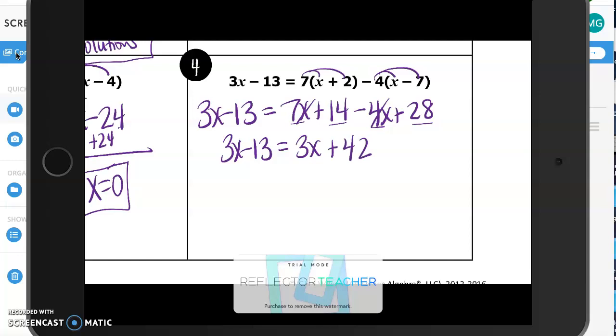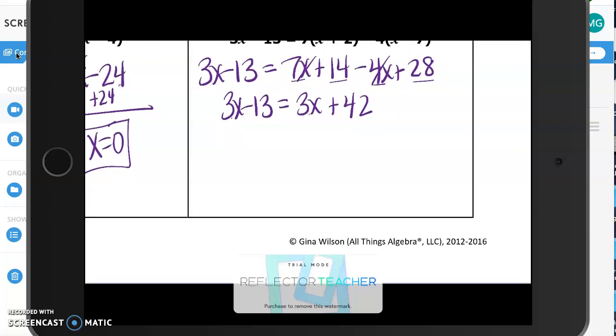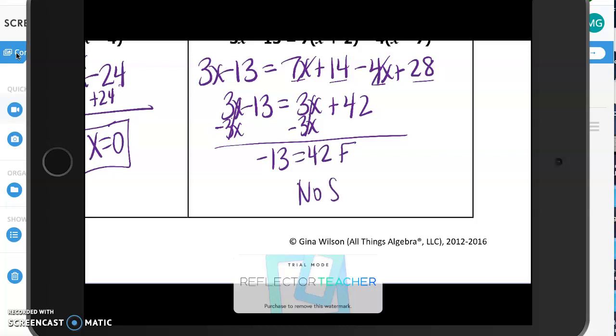So again, maybe you notice variables are the same, constants are not, so they don't have a solution. If you want to solve it, you would subtract 3x from both sides. Negative 13 equals 42. That's false, so no solutions. If you did the shortcut and also added 13, we would end up with 0 equals 55, which is still false. So no solution would be your final answer.